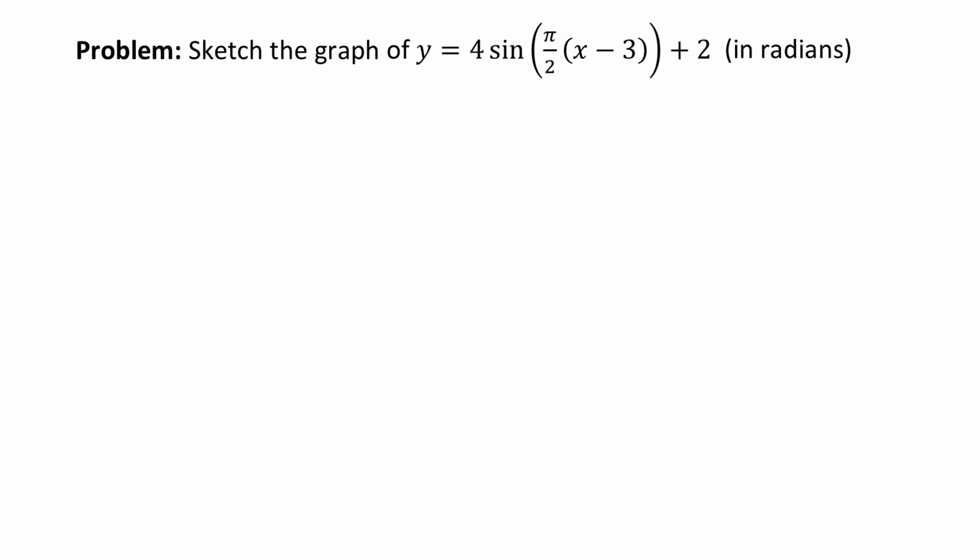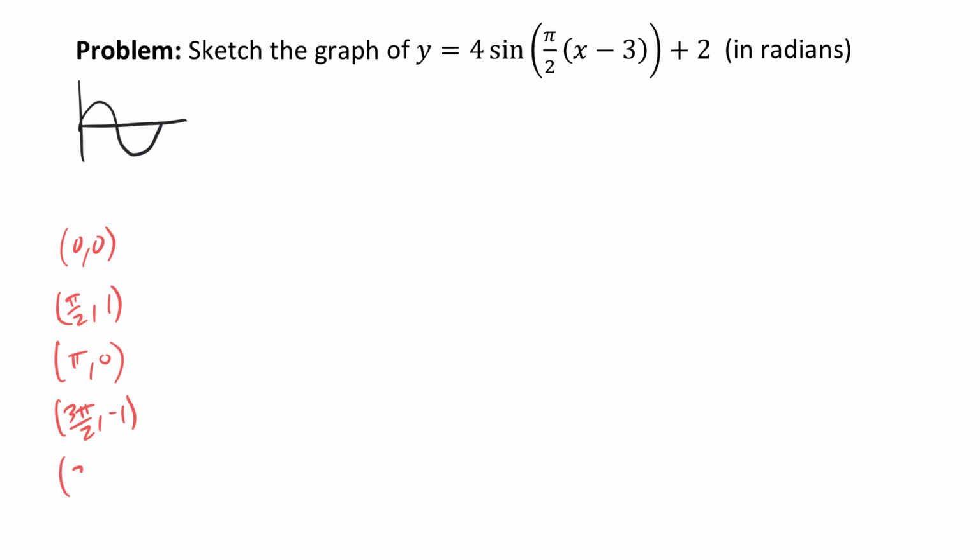All right, hopefully you gave this a try. Again, we'll just start with our basic sine graph and grab our basic points: (0, 0), (pi over 2, 1), (pi, 0), (3 pi over 2, -1), (2 pi, 0).